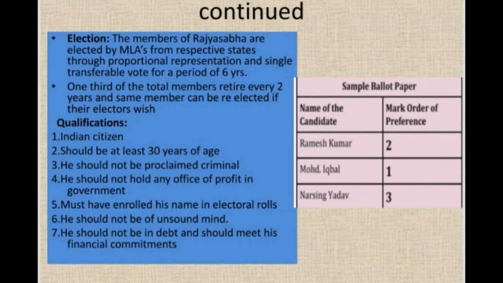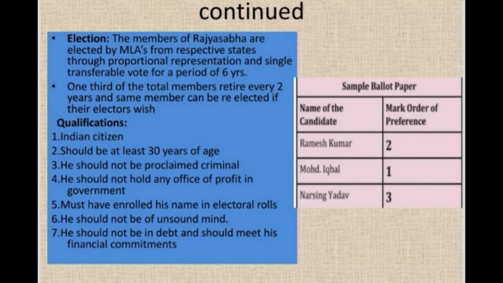The word proportional representation means that each state, having a set of population, will proportionately send a particular number of Rajya Sabha members, because if a state has a high population, then it will have more MLAs, and when it has more MLAs, it can send more Rajya Sabha members. So this is proportional representation. That means the state with the highest population will send proportionately more Rajya Sabha members.